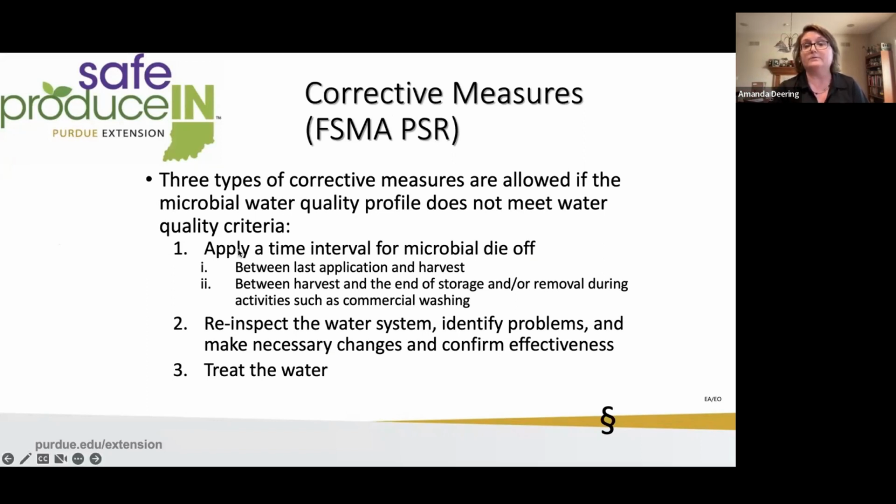So like I said, apply a time interval for microbial die-off. The longer you leave in between when you use the water and when you harvest, the better, because bacteria are going to start dying in that time interval. They can dry out, the UV from the sun can kill them, right? They're going to start declining. So the longer we can push that window, the better. You can re-inspect the water system, make any changes, or like I said, treat the water. So something has to be done. It's very dependent on what your operation looks like and what your current practices are.